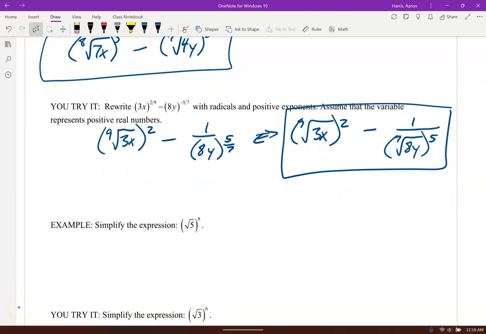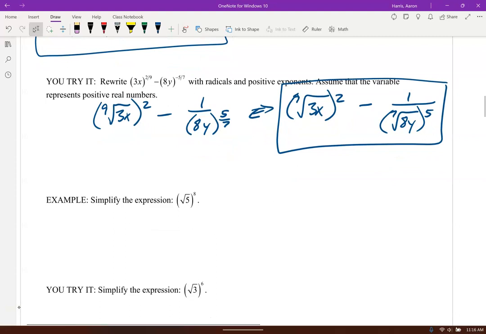All right, now let's go ahead and simplify some expressions here. This one we have the square root of 5 to the 8th. So the first thing we're going to do is look at this with exponential notation. So you can go back and forth. Square root of 5 is 5 to the 1/2. Remember, that's a second root right there. 5 to the 1/2 to the 8th. So that's 5 to the 8 over 2. In other words, 5 to the 4th.